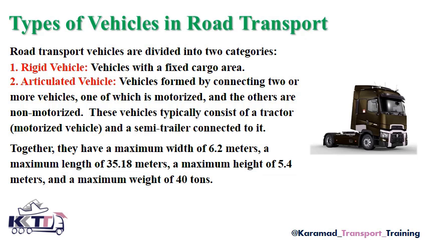The maximum length, width, and height of articulated vehicles are 35.18, 6.2, and 5.4 meters, respectively, and the maximum weight they can have is 40 tons.